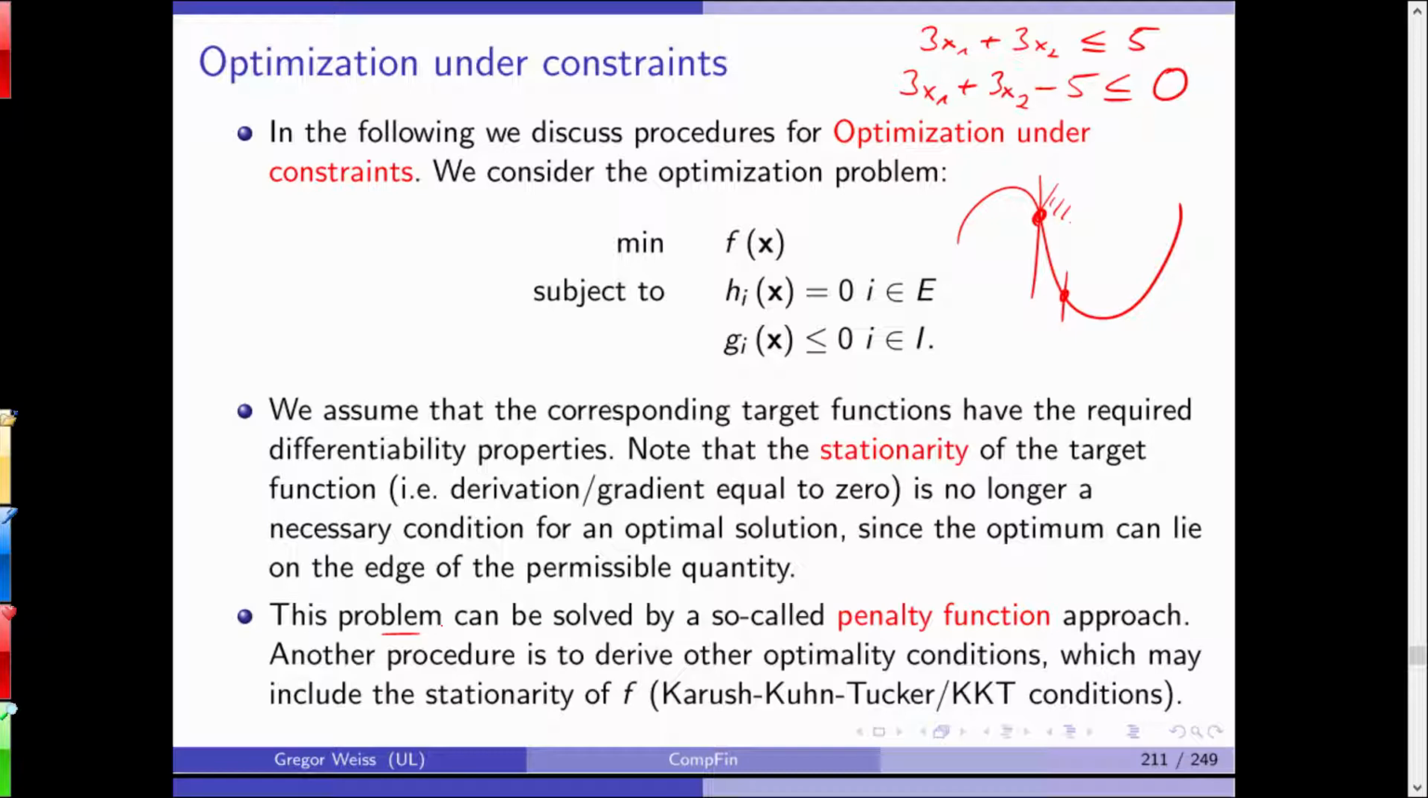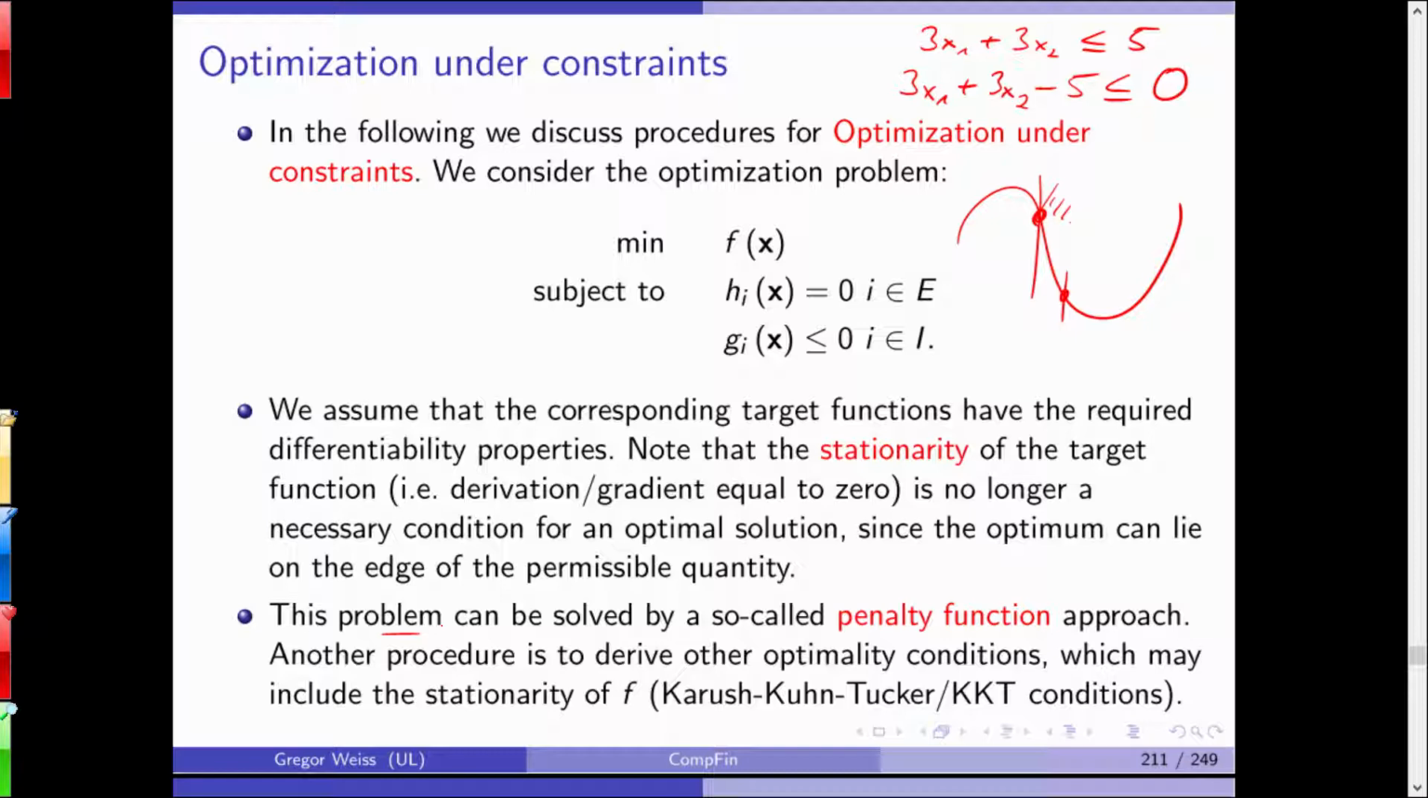Now, you can solve this problem by the so-called penalty function approach. Another procedure is to derive different optimality conditions. The first one is very simple, and you will immediately understand what is meant by a penalty function approach. The second one, the KKT conditions, is, I would say, probably the hardest part of the lecture. The KKT conditions, you've probably seen this already.